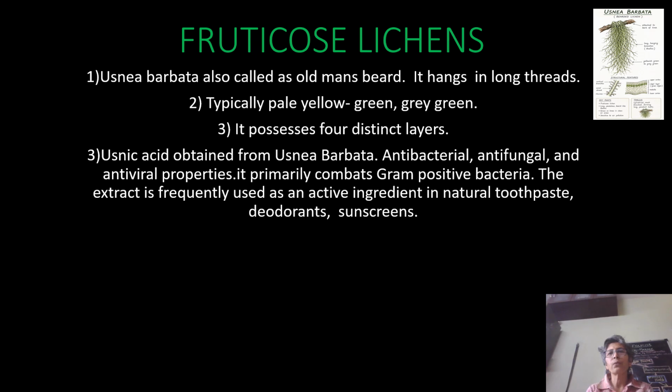It possesses 4 distinct layers. Usnic acid is obtained from Usnea barbata. These species have antibacterial, antifungal and antiviral properties. It primarily combats gram-positive bacteria, and its extract is frequently used as an active ingredient in natural toothpaste, deodorants, sunscreens. These are uses of these lichens.